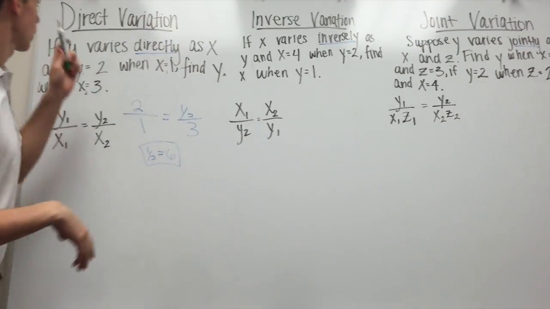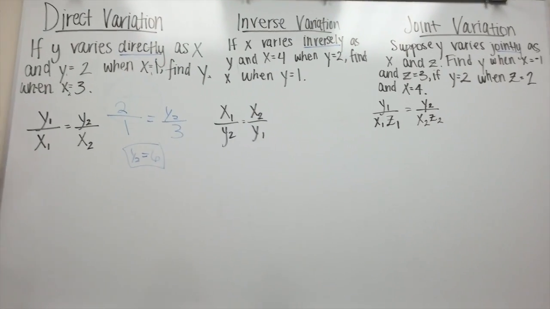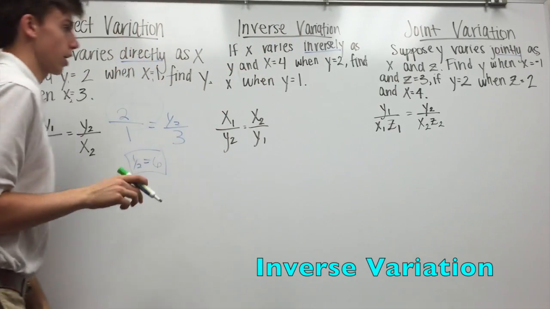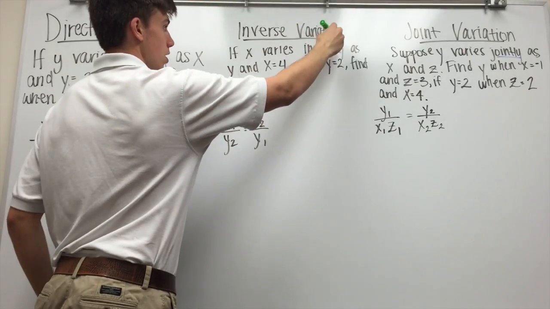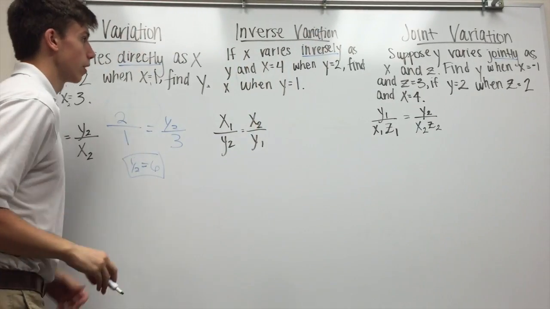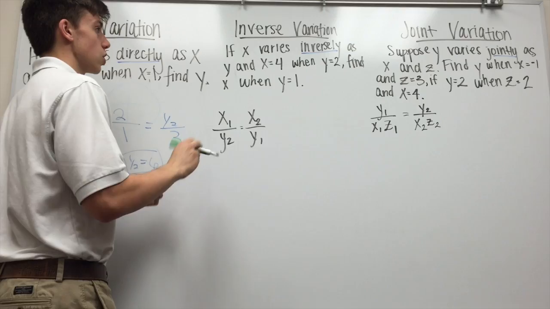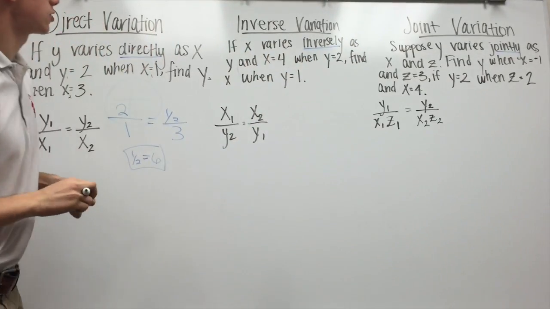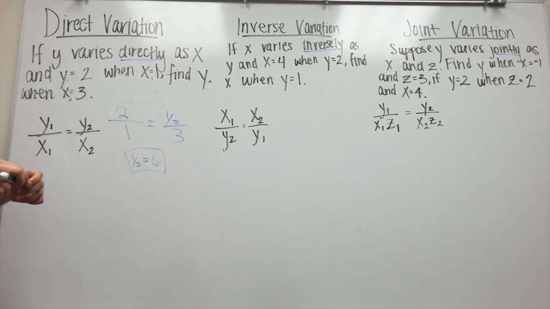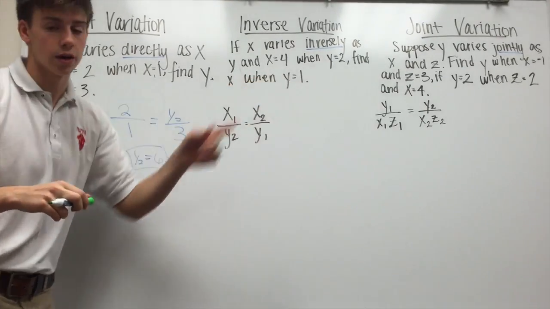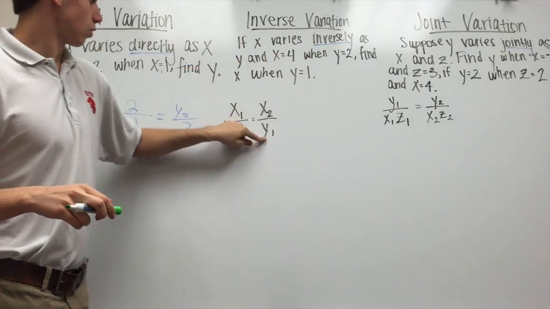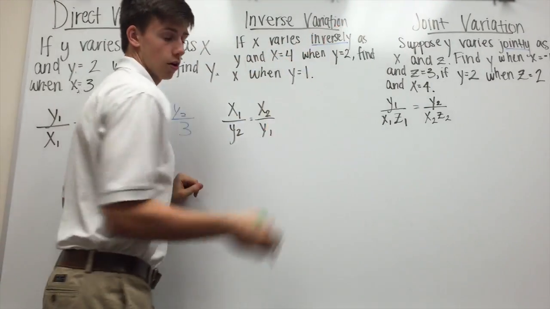Alright guys, so we just went over direct variation. Now we're going to go to our second variation, which is inverse. We're going to look at the problem just like we did with direct, and find the word that gives us our formula, an equation that goes with it. This one says, if x varies inversely as y and x equals 4 when y equals 2, find x when y equals 1. First we have to find the word that points to our equation, which of course is inversely, already underlined.